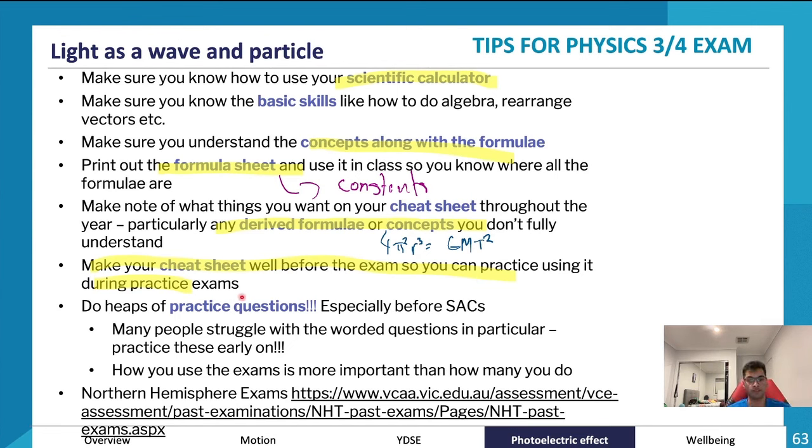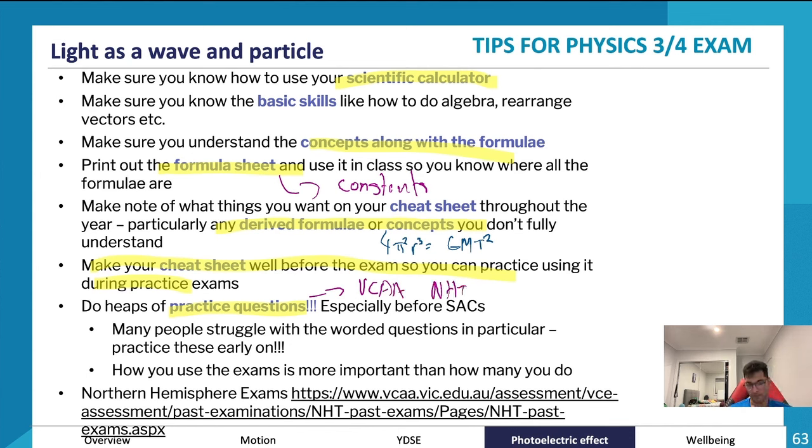Worst case, just put everything, but you also want to know where all this information actually is. And finally, heaps of exam questions. Lots of exam questions. Past papers, past VCAA papers, past NHT papers as well.